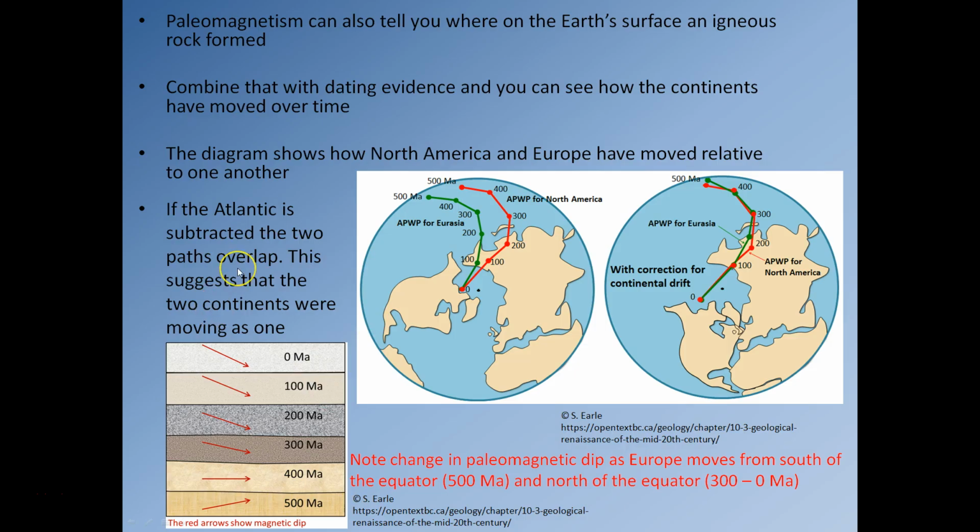And so this diagram here kind of gives you some idea. So here we have a path. This is for Eurasia, so that's Europe and Asia, and this is the path for North America. And you can see we have dates for 500, 400, 300, 200, 100, and the present day. Okay, that's a million years ago. And so what we're seeing when we look at the rocks here is we're looking at the angle at which the magnetic field intersected the surface of the Earth. So 500 million years ago, the angle was pointing upwards.